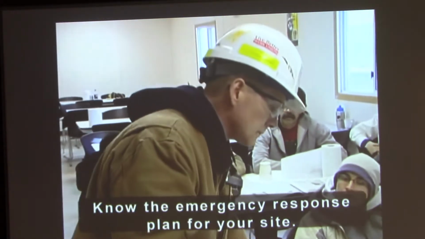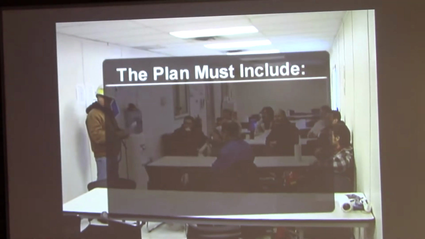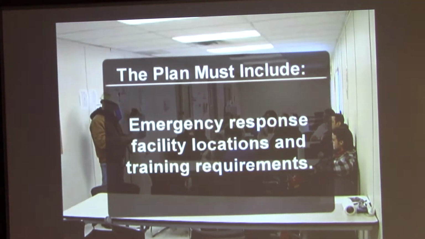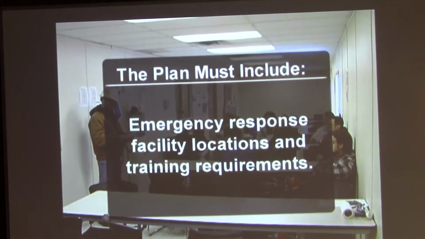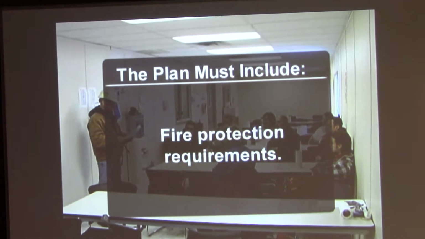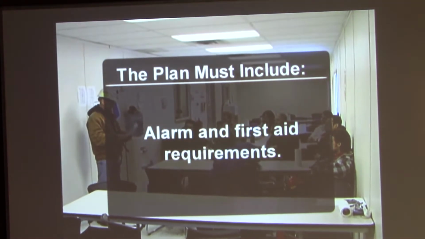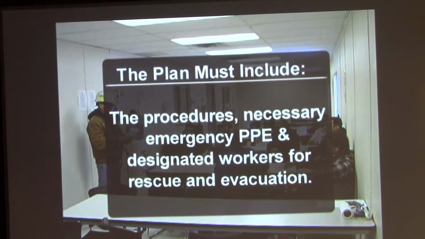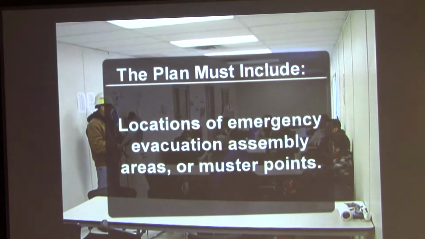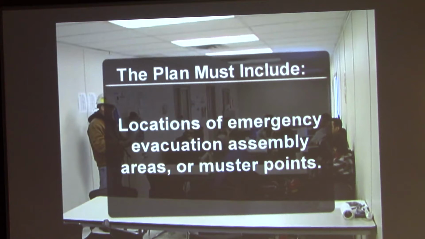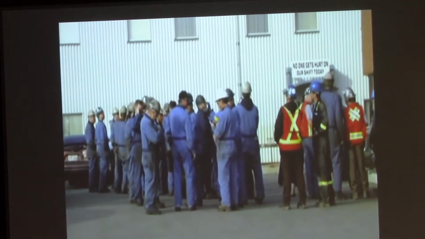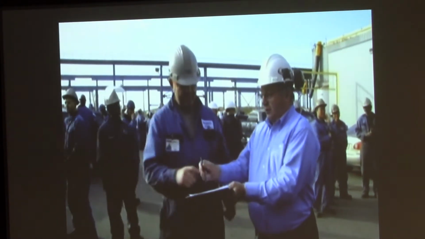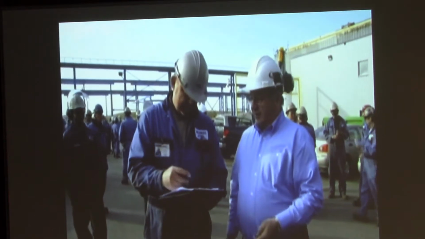The plan must include the identification of potential emergencies and how to deal with them, emergency response facility locations and training requirements, fire protection requirements, alarm and first aid requirements, the procedures necessary, emergency PPE and designated workers for rescue and evacuation, locations of emergency evacuation assembly areas or muster points, and there must be regularly simulated emergency exercises and training so that everyone knows and practices the correct response.